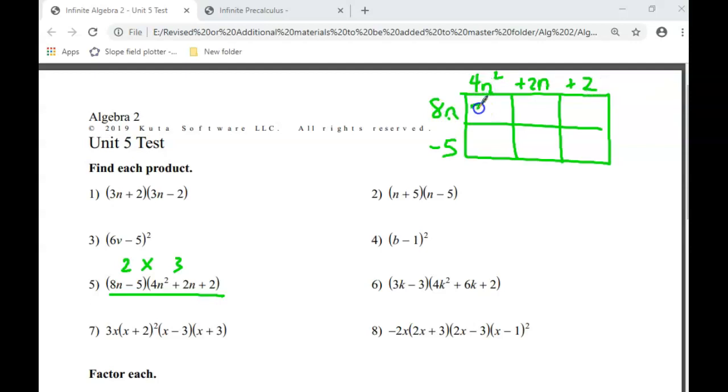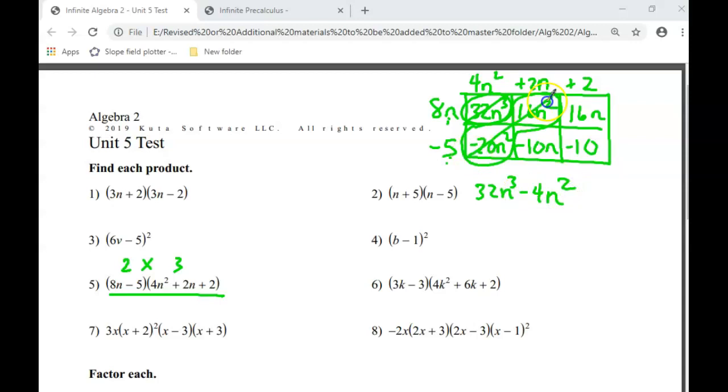8n times 4n squared is going to be 32n cubed. 8n times 2n is going to be 16n squared. 8n times 2 is going to be 16n, and so on. Not always, but usually your like terms will be diagonal to each other. So first of all, we have 32n to the third power. Cross that one off. And then notice both of my n squareds are right there, diagonal to each other, and then we combine them. Negative 20 and positive 16 together make negative 4. So it's going to be negative 4n squared when we combine those.